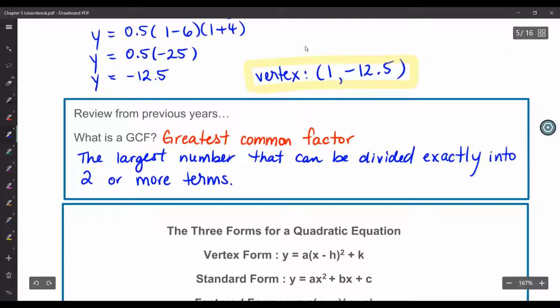Okay, and when I say divided exactly, I essentially just mean that if I choose my greatest common factor, it should divide evenly so that I don't end up with a decimal when I divide that greatest common factor by any of my terms. So if I were looking at 6, 12, and 9, all of these things, they have a greatest common factor of 3 because 3 is the largest number that I can divide equally into each of those terms.